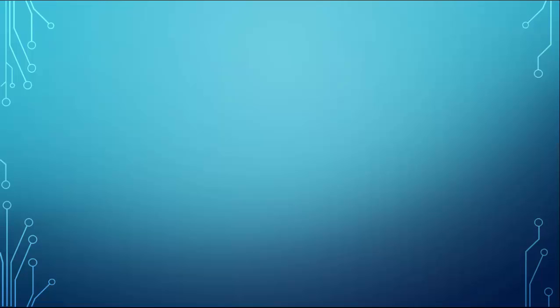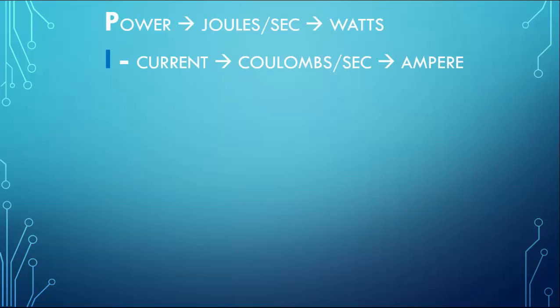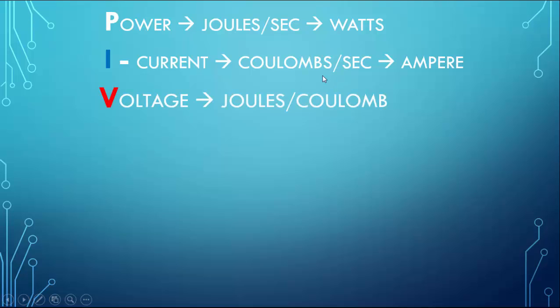Now, how does it relate to power? Well, power has units of joules per second, or watts. Current, as we saw in earlier videos, has a unit of ampere, which we can further define as coulombs per second. Voltage, we just saw, has units of joules per coulomb, which is the volt.